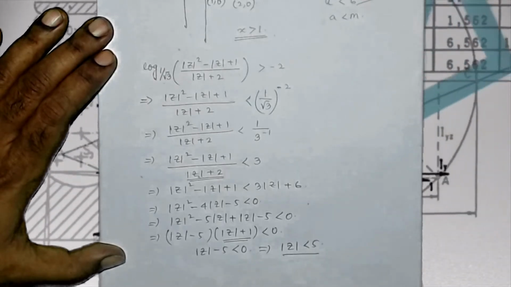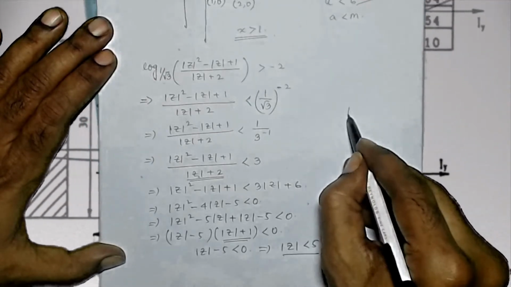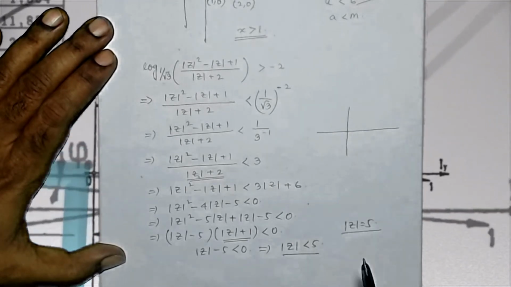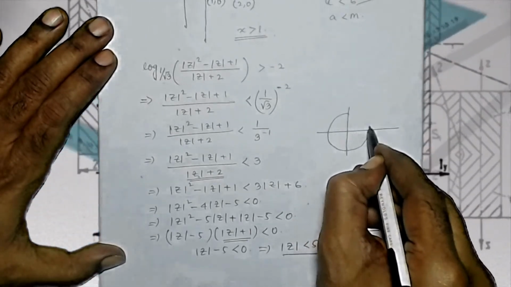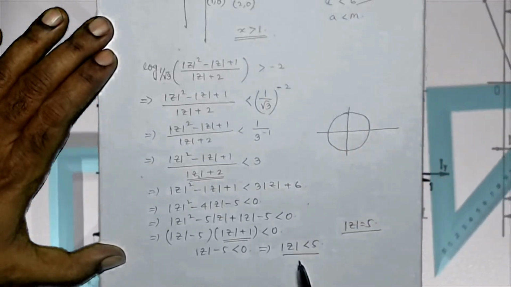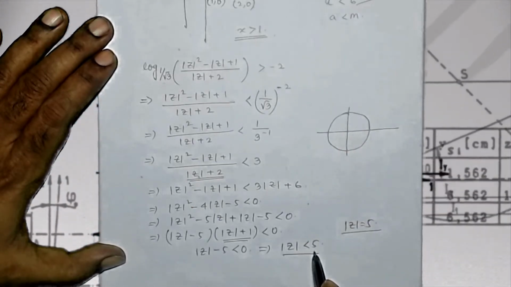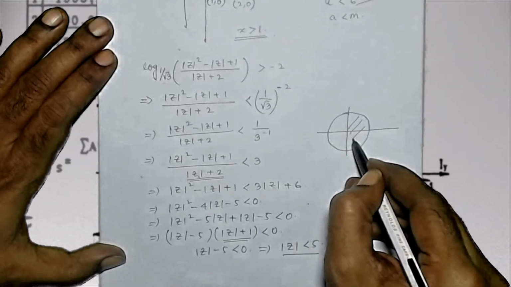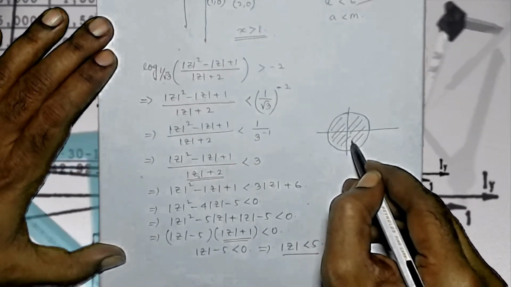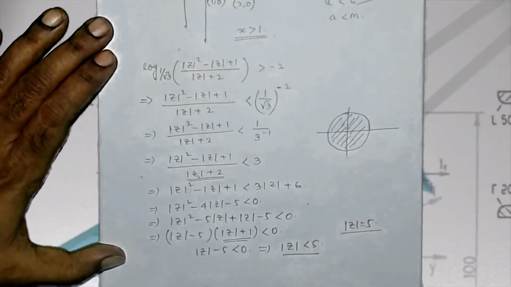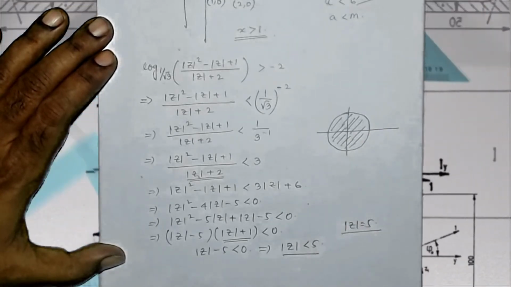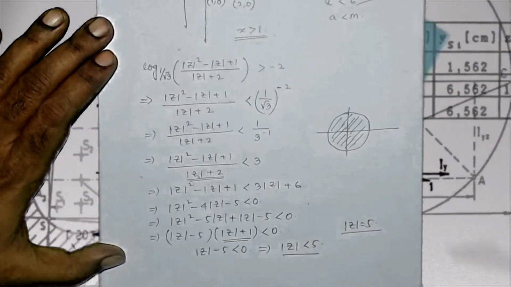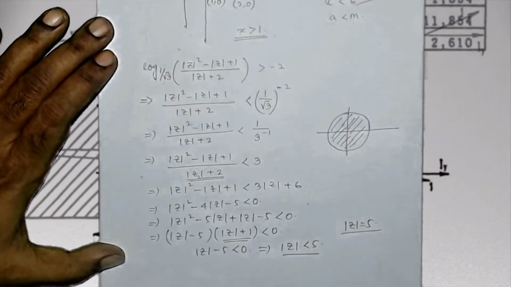Now, if I ask you to interpret the result, you will say mod z equals to 5. This represents a circle whose center is at the origin and radius is 5 units. And it is less than 5. Therefore, the complex number z is lying anywhere inside the circle whose center is at the origin and radius is 5 units. Have you understood? Have you understood the location of the complex number z on the complex plane for this problem? Okay, let us move to the next problem.